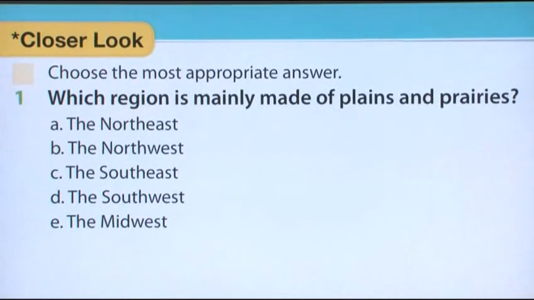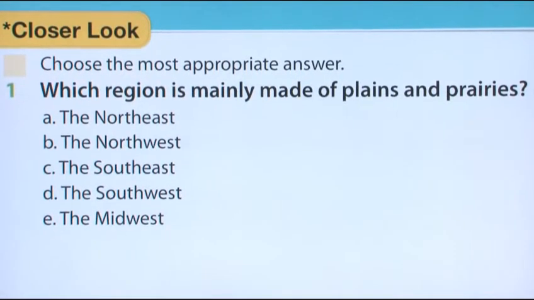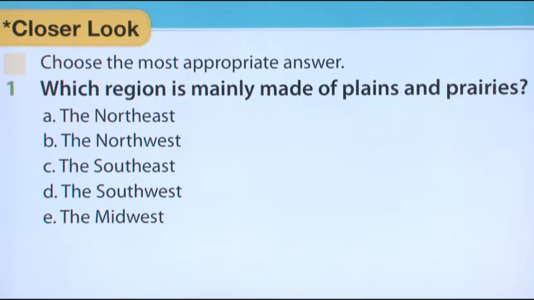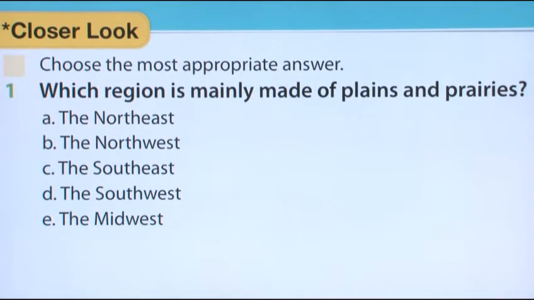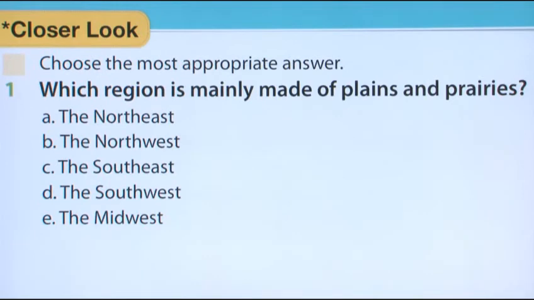Question 1. Which region is mainly made of plains and prairies? Is it A, the Northeast, B, the Northwest, C, the Southeast, D, the Southwest, or E, the Midwest? What's the answer here? It is E, the Midwest. The Midwest has very spread out, very big, wide plains and prairies to grow crops. It is often called the breadbasket of the United States.